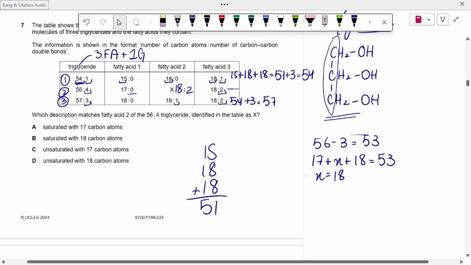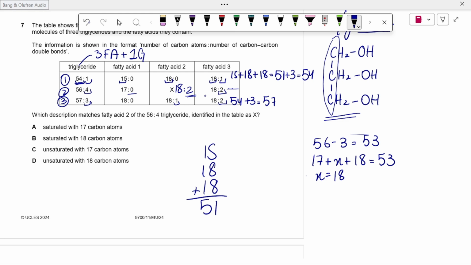Since it has a double bond, and here we saw 2 double bonds, it will be an unsaturated fatty acid with 18 carbon atoms. Option D is your correct answer. So if you didn't know the structure of glycerol, you wouldn't have been able to solve this question.